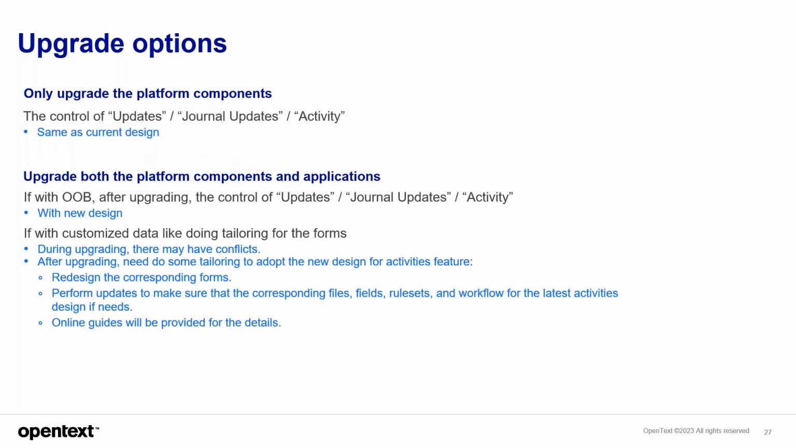These are the upgrading options which customers may choose. If the customer only upgrades the platform components to the next release, the controls of updates and general updates activity are the same as the current design. If the customer upgrades both the platform components and the application to the next release, then after upgrading, the controls of updates and general updates activity will have the new design.